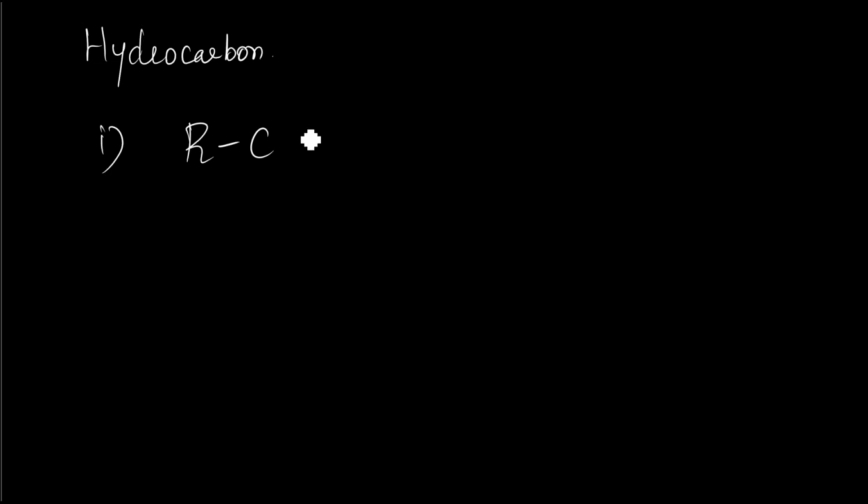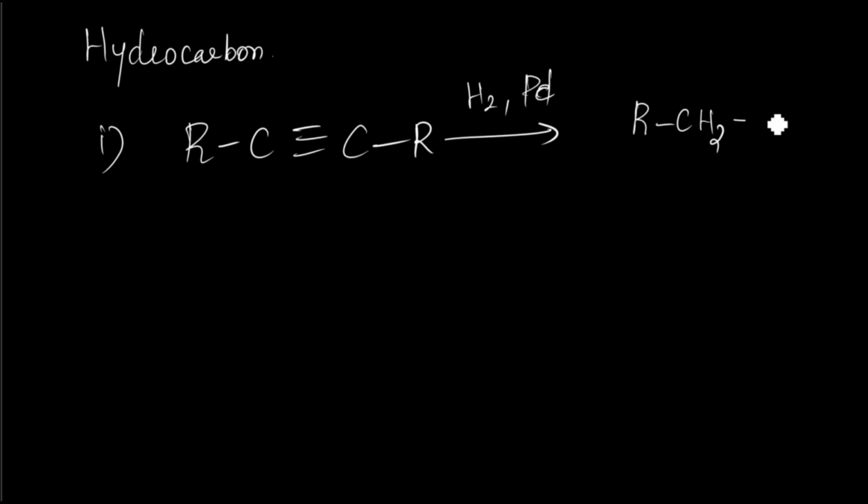For example, if I am taking a molecule like this, I am undergoing the hydrogenation with hydrogen, palladium, or nickel, or platinum. You can use any. I am taking palladium here. So what will happen? Addition of hydrogens. So R, CH2, CH2, R. So this is a hydrogenation. You have to add the hydrogens on the unsaturated carbons.